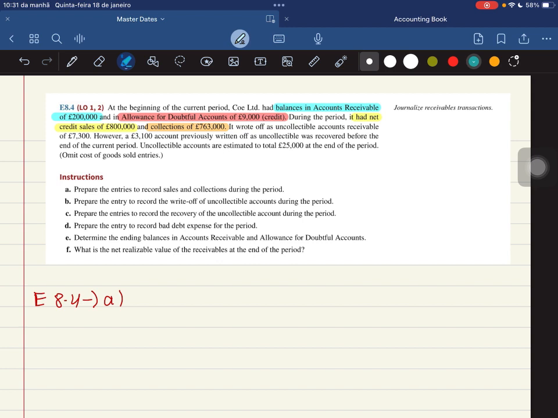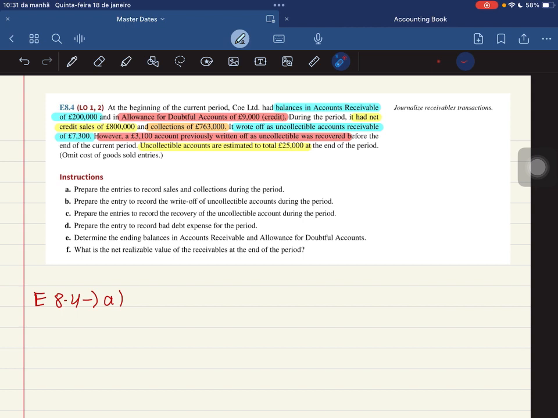What else? We wrote off as uncollectible 7,300, but we actually recovered some of that money. We recovered 3,100. What else do we have? We have that uncollectible amounts are estimated in 25,000. Okay, these are the numbers that we're dealing with, right?